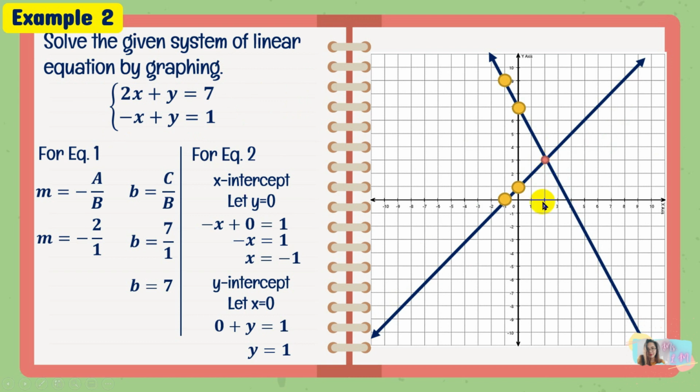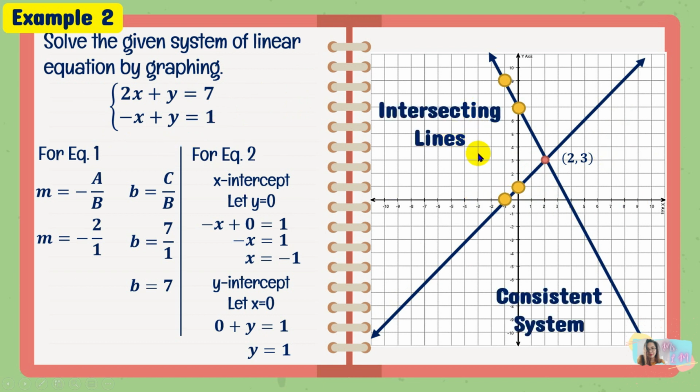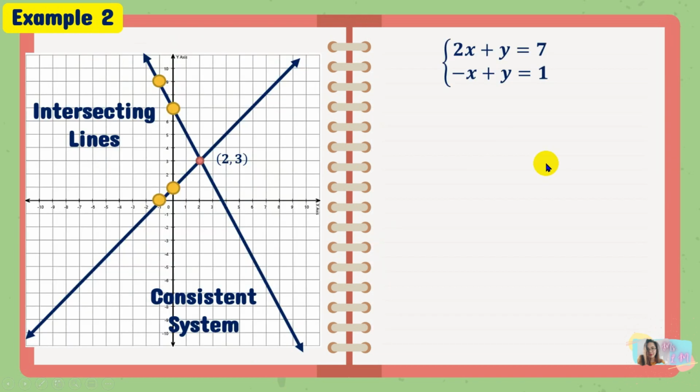So, this point is on the positive 2 and positive 3. So, ito po daw ang ating solution for the given system of linear equations. Again, intersecting lines sila. So, consistent system and only one solution lang po ang meron. At nagigisa naman po talaga ang ating point of intersection. The last step is to check whether this ordered pair will satisfy both of the equations. So, isubstitute natin siya sa 2x plus y is equals to 7 and also sa negative x plus y is equals to 1. So, dito muna tayo sa first equation.